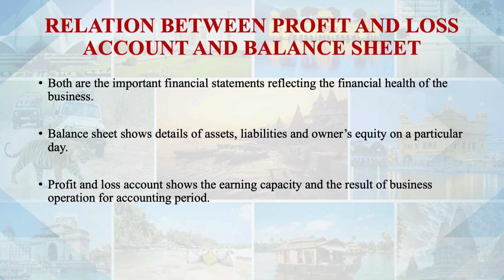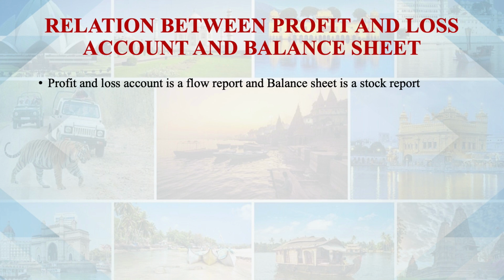Now, we can say that the profit and loss account statement is a flow report. Why is it a flow report? Because this statement shows the flow of income and expenses in an organization in one particular accounting year. But the balance sheet is a stock report.